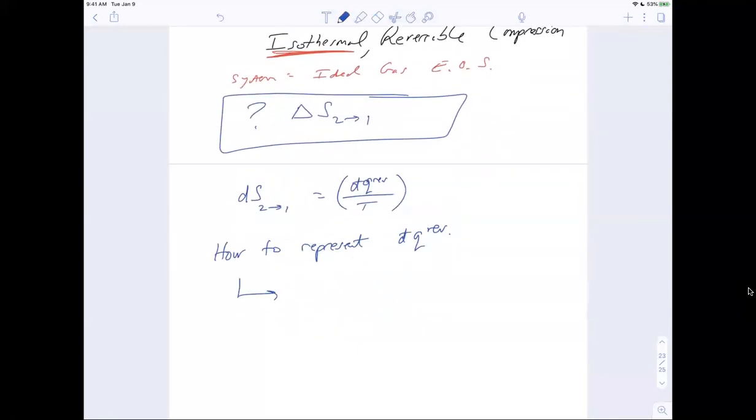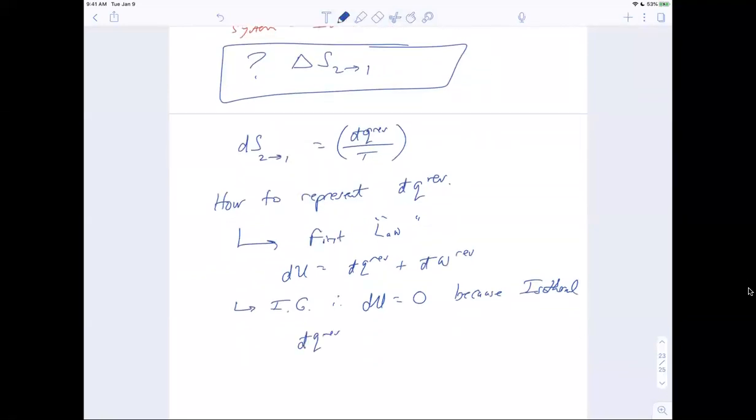We apply the first law. So we know that dU is equal to dQ, in this case reversible, plus dW, because the process is reversible. What's dU? Well, we have an ideal gas. Therefore, dU is equal to 0 because it's isothermal. Remember, U for an ideal gas only depends on temperature, and if the temperature doesn't change, U doesn't change. Therefore, dQ reversible is equal to minus dW reversible. Everyone okay with that so far? Any questions?